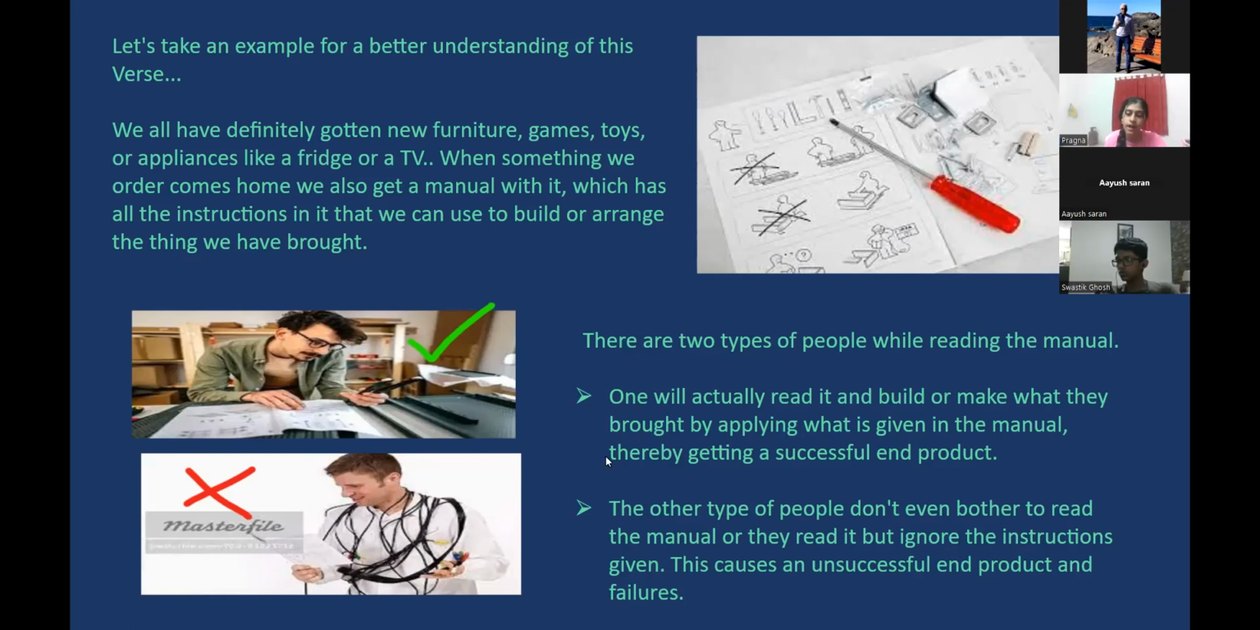On the other hand, the other type of people don't even bother to read the manual, or they read it and they'll be like, I know how to do this. I don't need to refer to the manual. So eventually they're bound to get confused unless they are experts or something. They're bound to get confused, and this gives a very unsuccessful and failed product. As you can see, the person here has wires tangled all over him, and he's very confused, and he's finally reading the manual to see what he can do to make the product successful.